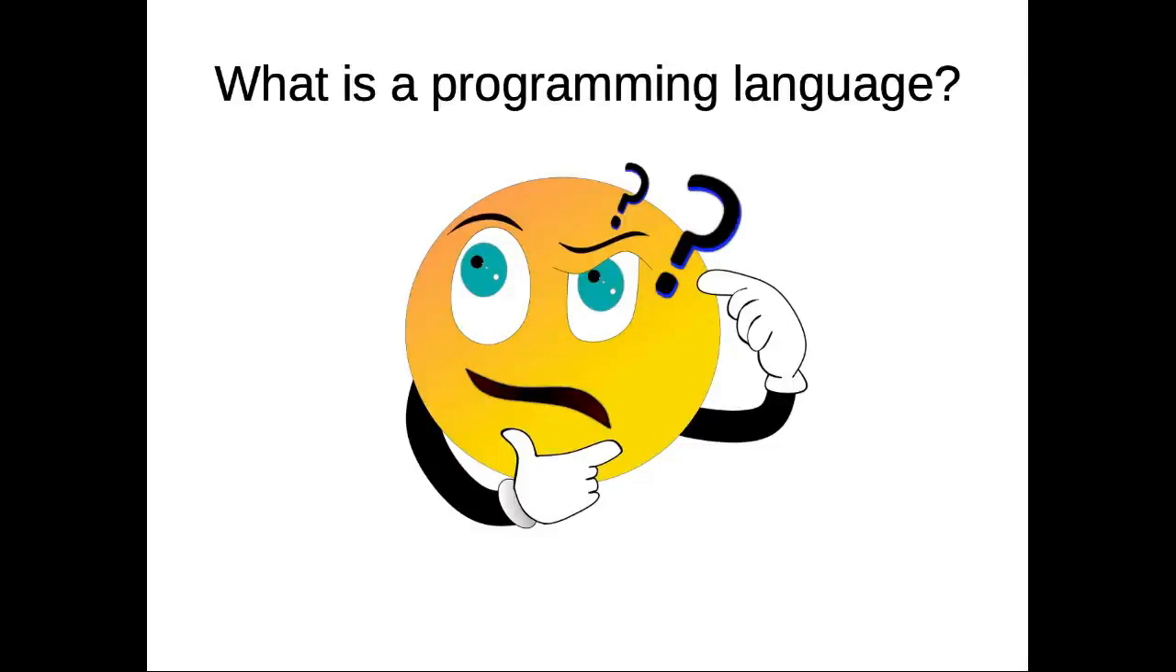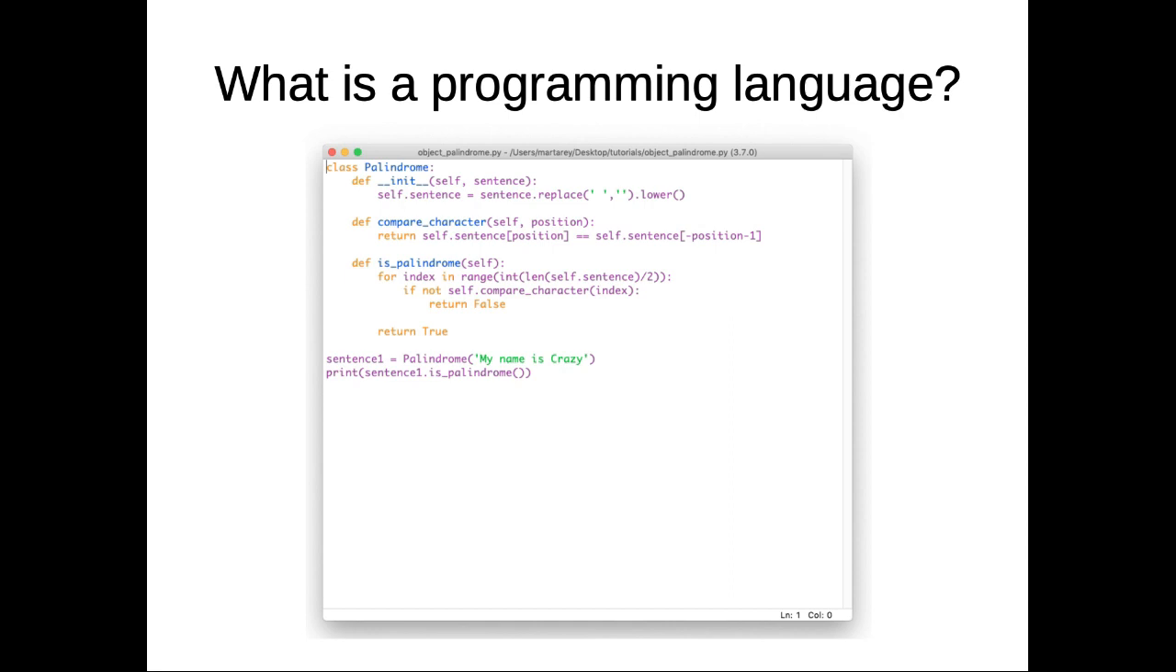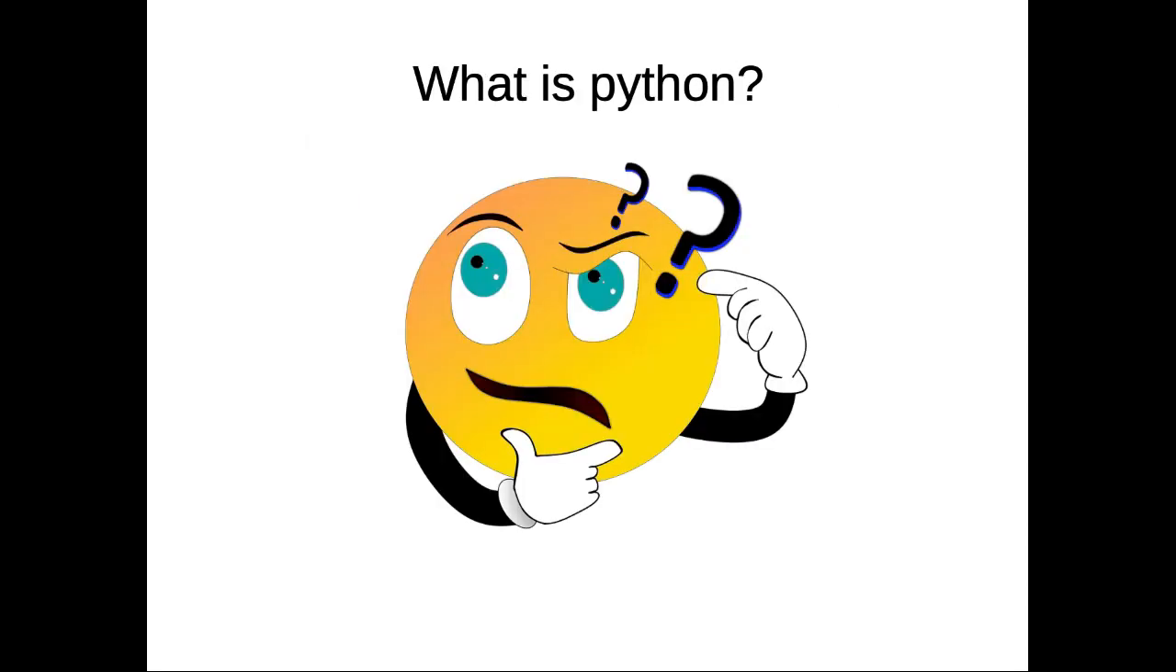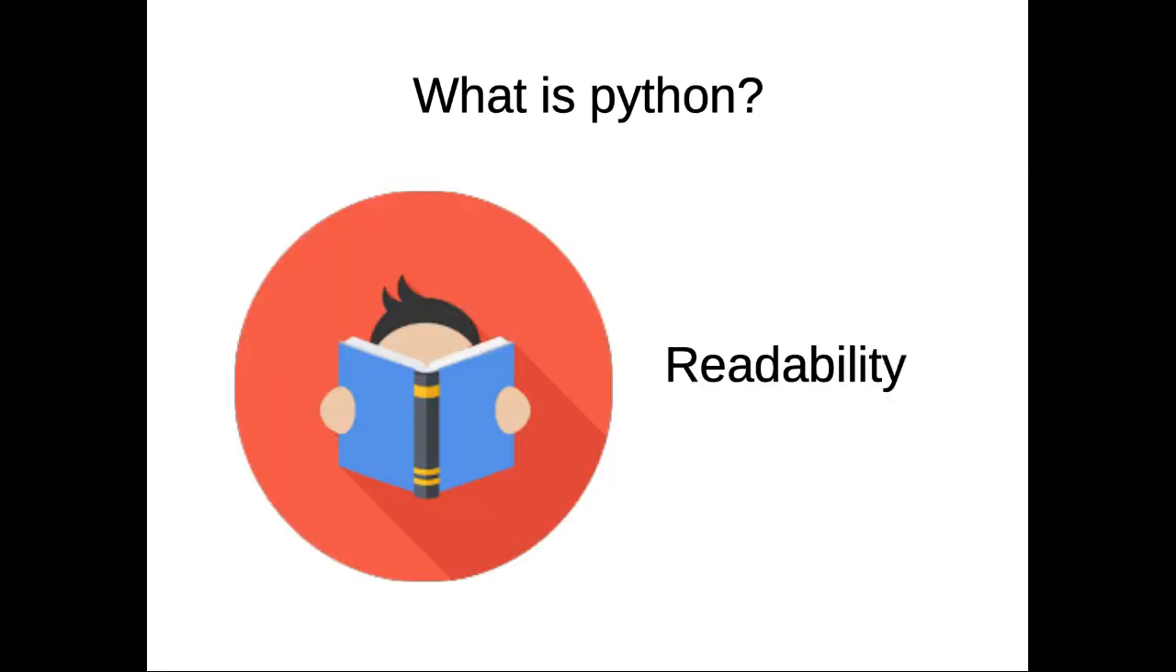What is a programming language? It's a vocabulary and set of grammatical rules for instructing a computer to perform a specific task. Programming language usually refer to high-level languages like Python. Next question is, what is Python? It's a general-purpose programming language which can be used for a wide variety of applications. Good language for beginners because of its readability.